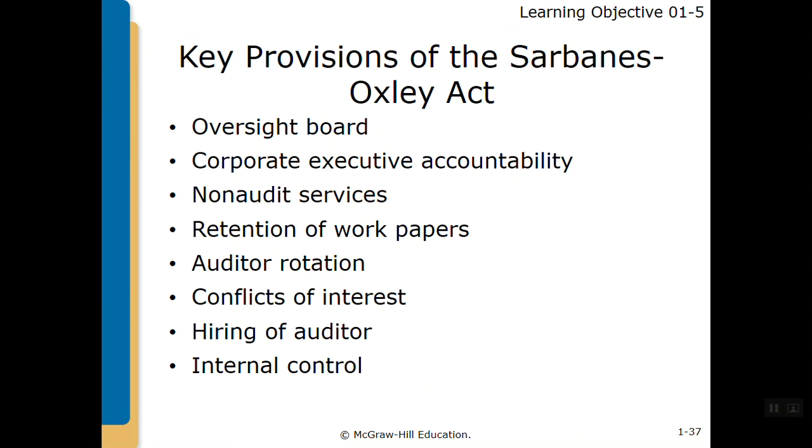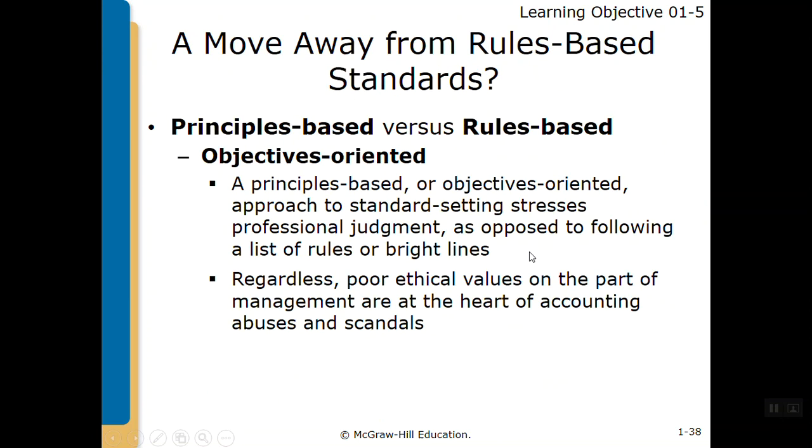Sarbanes-Oxley speaks a lot about conflicts of interest and requirements to avoid those. There's provisions and guidance on hiring auditors and about their independence, and it places greater emphasis on internal controls of a company and protecting those assets and trying to avoid and prevent fraud.